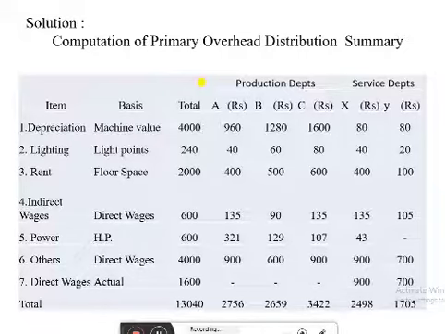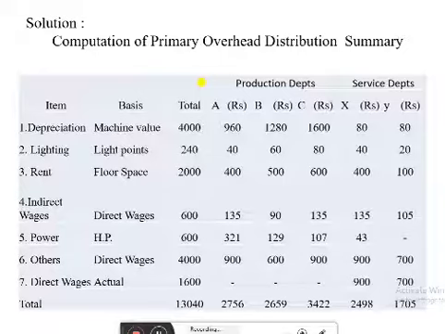It has to be distributed only to the service departments, because we have to consider only overheads, not the prime cost. So the production department should not be distributed, only the service departments have to be distributed the wages, that is direct wages. So direct wages is 1600. So we have to distribute according to the X and Y ratio, that is 900 and 700.